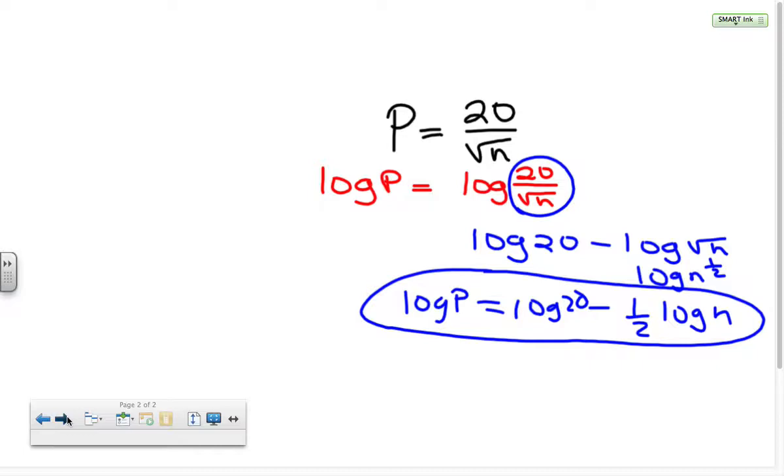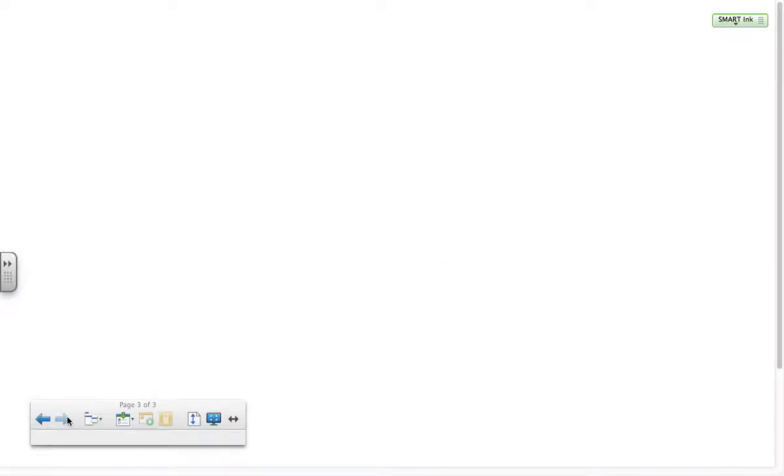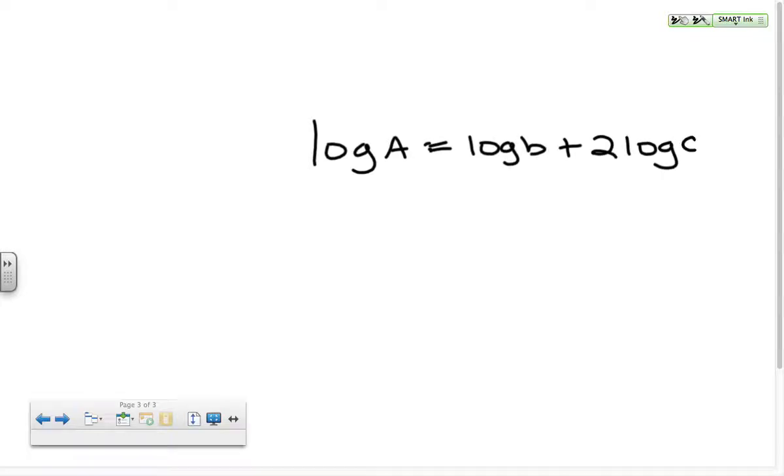Now we also want to be able to go backwards. Let's say I have a problem that has a lot of logs in it, like this. Log a equals log b plus 2 log c. So what I need to do first is get to a point where I can combine these logs. As long as this 2 is here, I cannot do it. So I'm going to go log b plus, I'm going to change this to an exponent, log c squared.